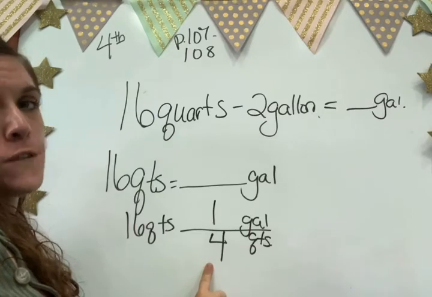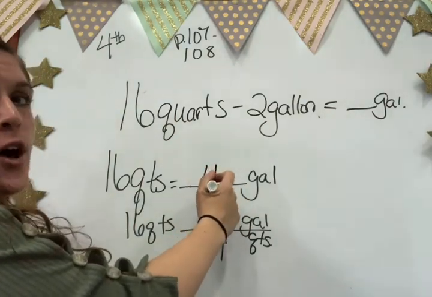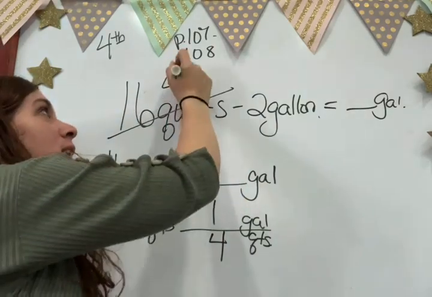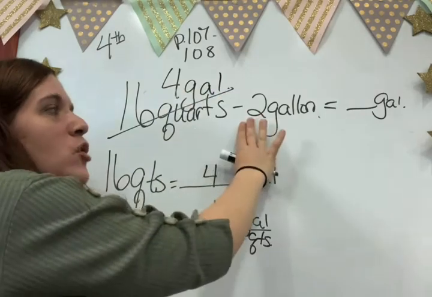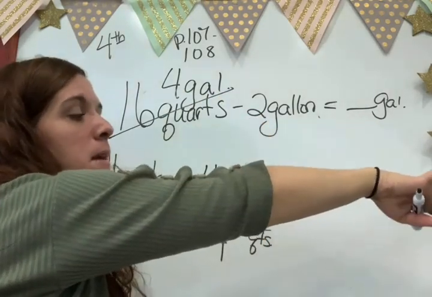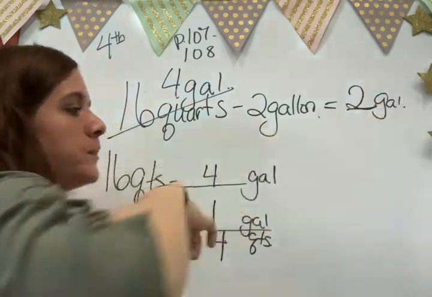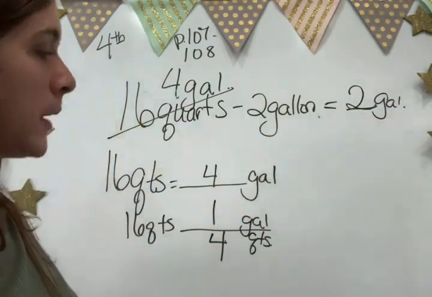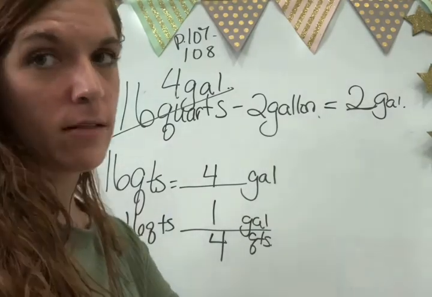4. Okay, so 4 goes here. Is that your answer? No, that's this right here, 4 gallons. Now what do we do? We subtract. 4 minus 2 is what? Anybody know what 4 minus 2 is? 2. Bada bing, bada boom. And that is your answer.